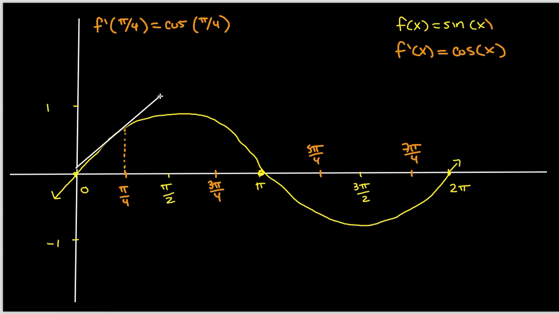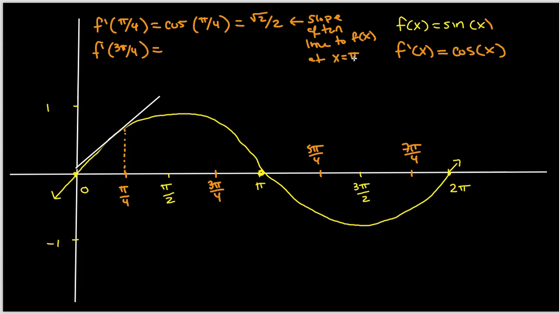Okay. Now, what's the derivative then at 3 pi over 4? Oh, I didn't actually do this. So cosine of pi over 4 is the square root of 2 over 2. Therefore, the slope of the tangent line of f of x at x equals pi over 4 is square root of 2 over 2. So that's a positive value.